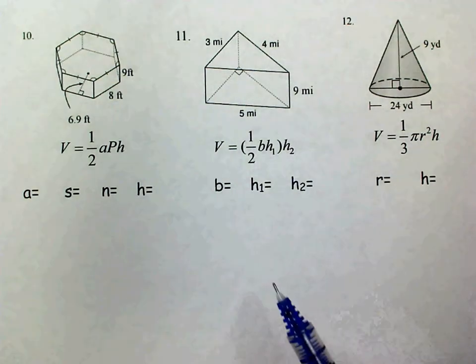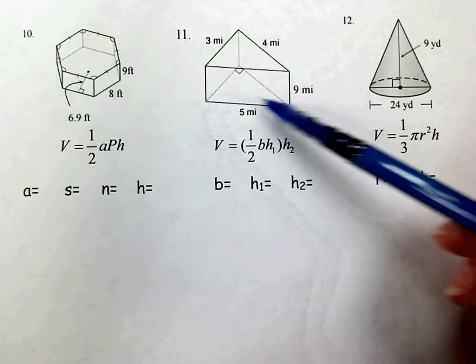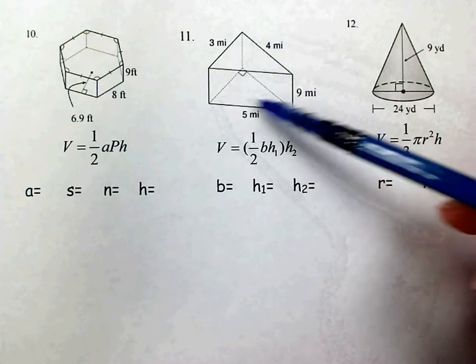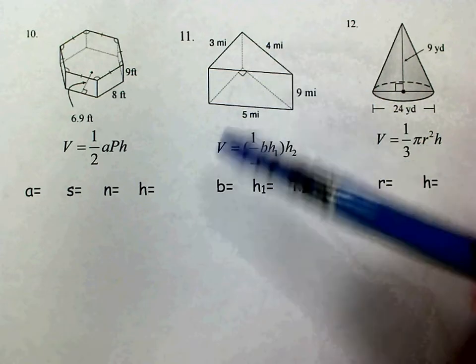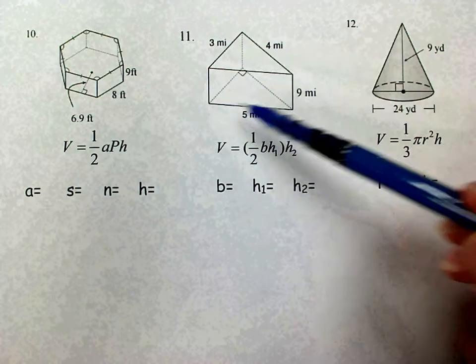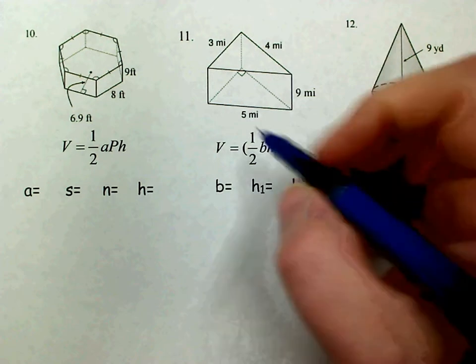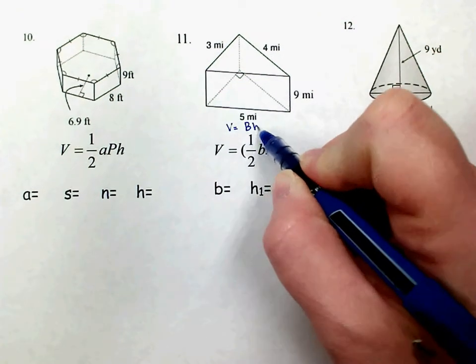For number 11, we're finding the volume of a prism. I know that because I can see these rectangular faces, and I have two triangles that are parallel and congruent to each other. So the triangles are the bases, the rectangles are the lateral faces is what we call those. So the volume of any prism, remember, is just the base area times the height.